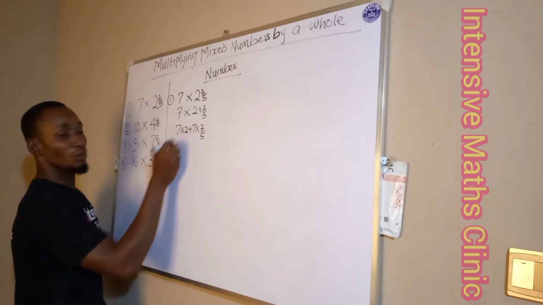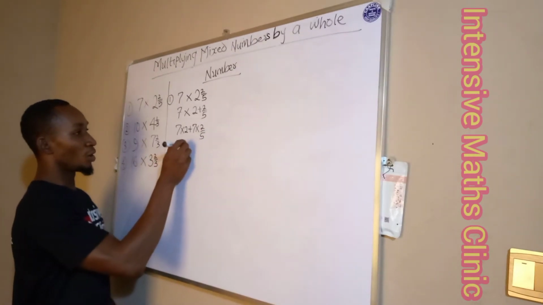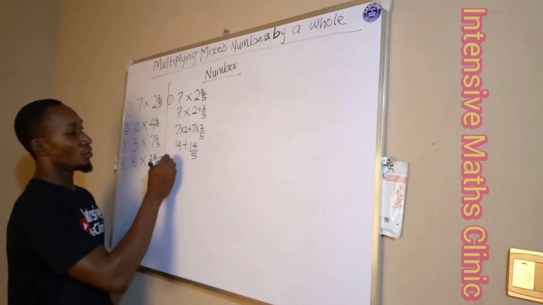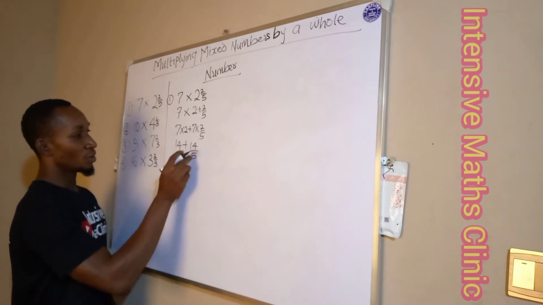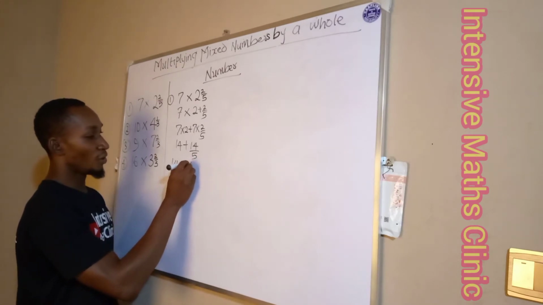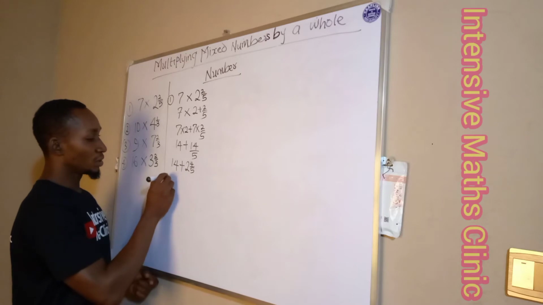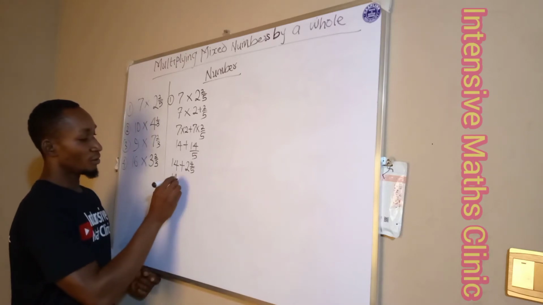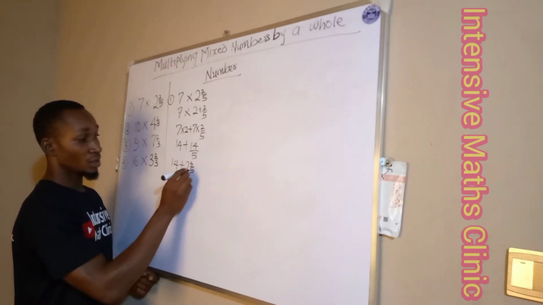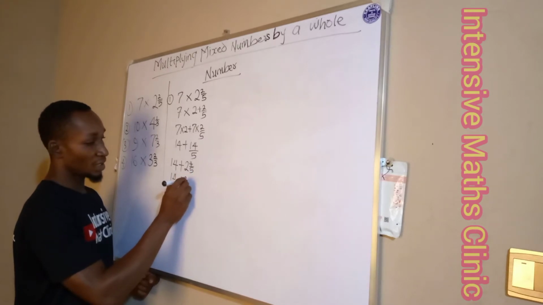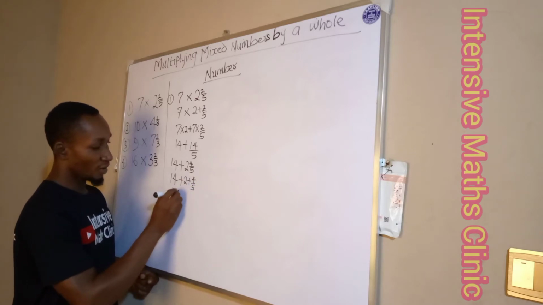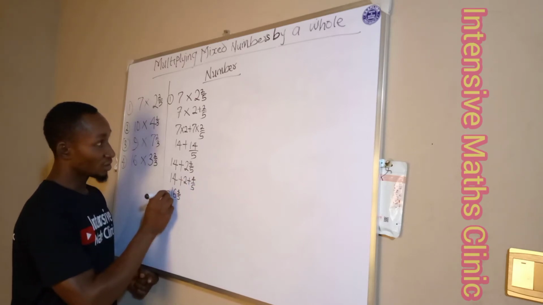So 7 multiplied by 2 is 14. 14 plus 7 times 2 is 14 over 5. If we look at this very well, 14 divided by 5 is 2 times, remainder 4 over 5. So 14 over 5 can be written as 2 plus 4 over 5. From here, 14 plus 2 is 16, and this 4 over 5 gives 16 and 4 over 5 as the result to this problem.